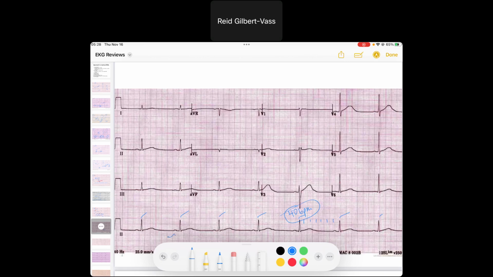and so let's see what we think. Well, I see some P waves, and those P waves are up in lead 1, they're up in aVF, so this would be a sinus brady. I don't see any P waves hiding in between the R to R interval to make me think that this would be an AV block.